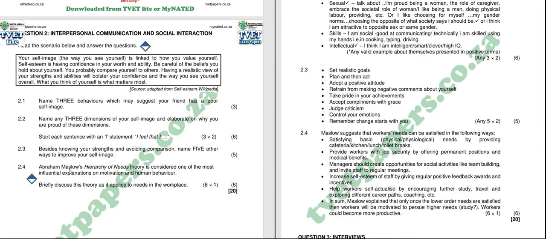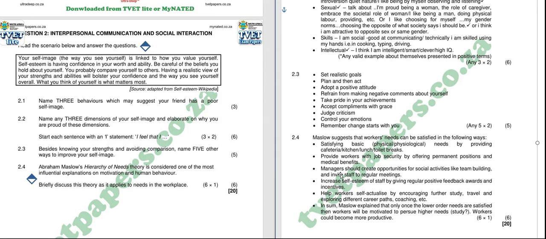Then 1.4, Abraham Maslow hierarchy of needs theory is considered one of the most influential explanations on motivations and human behavior. Discuss the theory as it applies to needs in the workplace. So 2.4, Maslow suggests that workers' needs can be satisfied in the following ways: satisfying needs which are physical or psychological. Then we also have second point, provide workers with job security by offering permanent positions and medical benefits. Further points we also have for that.